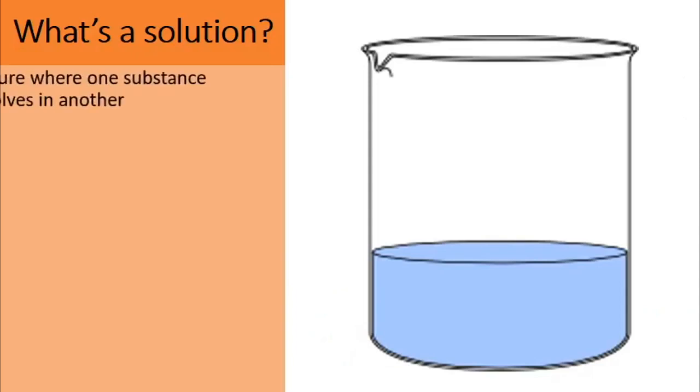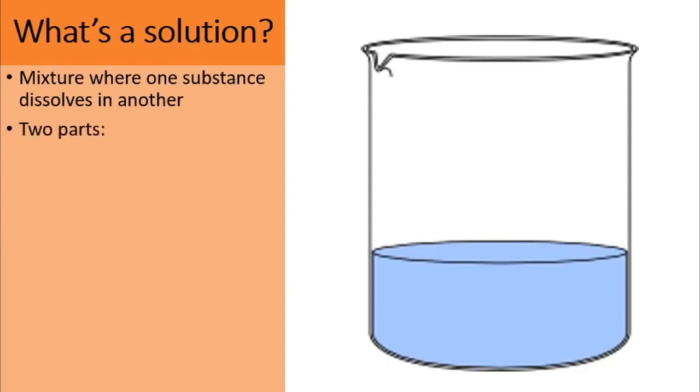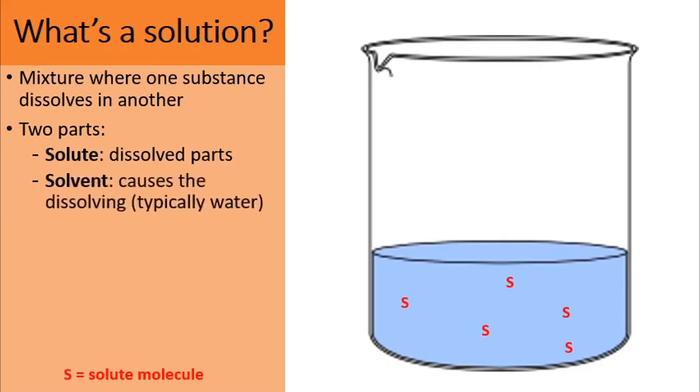Okay, well, first of all, what is a solution? Well, it's a mixture where one substance will dissolve in another. And a solution generally has 2 parts to it. There's the solute. It's the part that is actually dissolved. And here are some solutes in my picture. The S's are symbolic of the solutes. And then there's the solvent. Now, in a biological solution, that solvent is typically water.